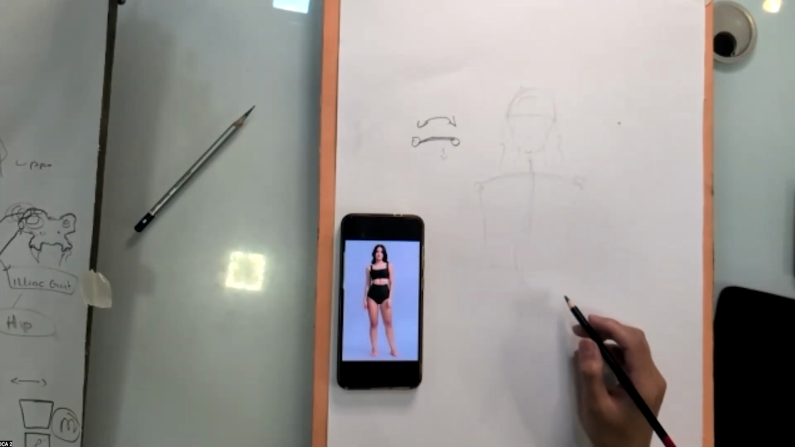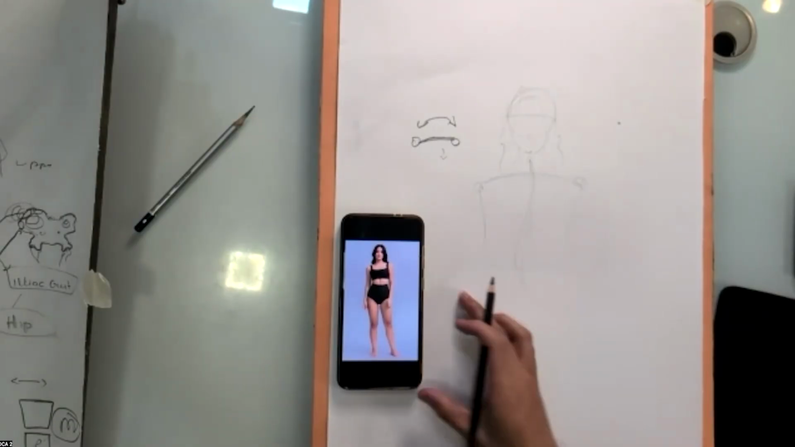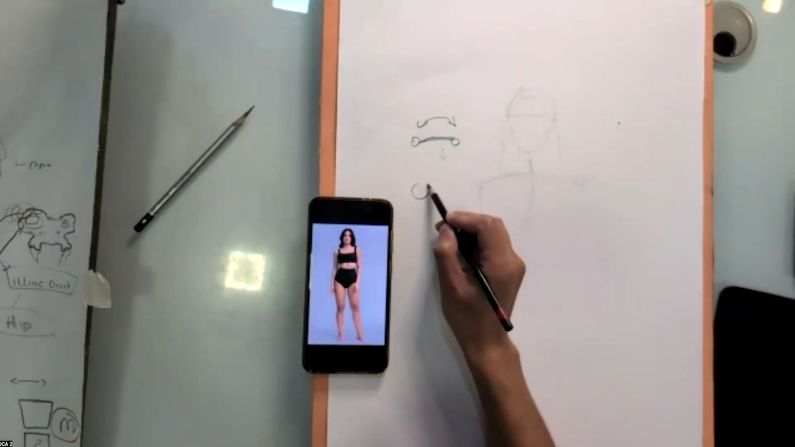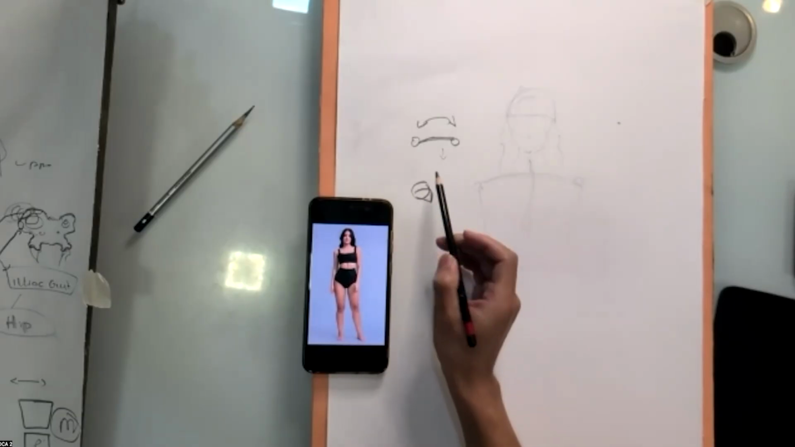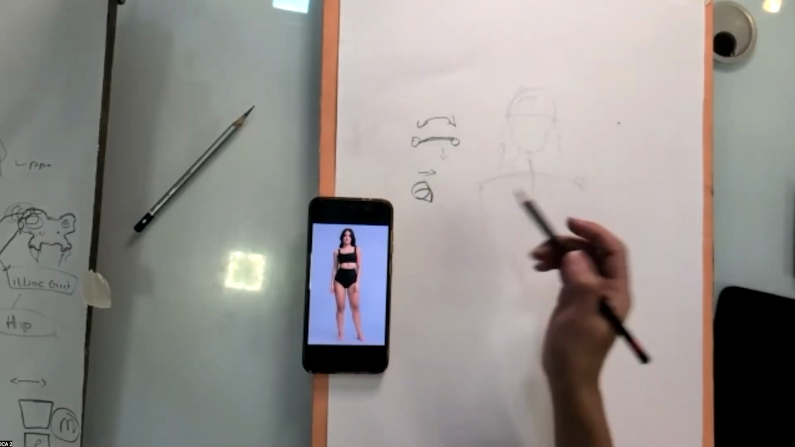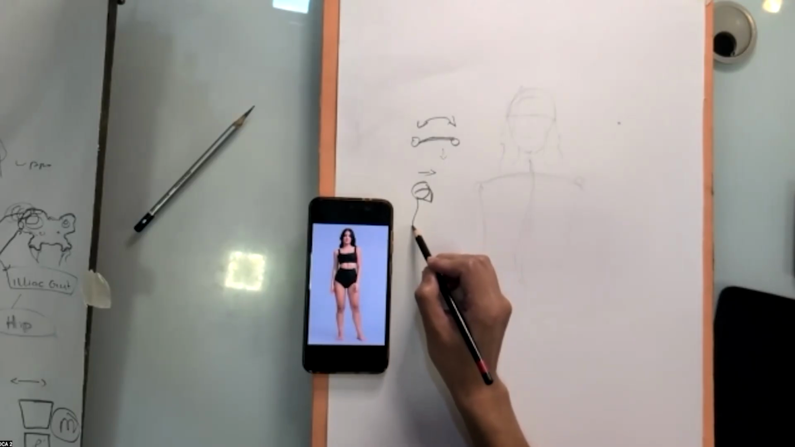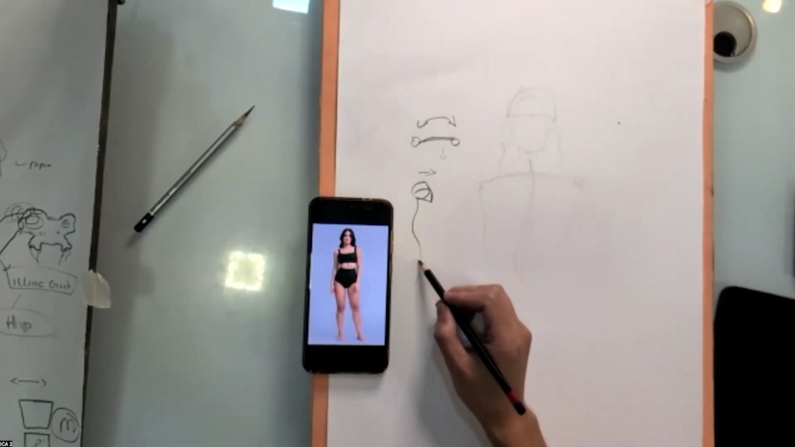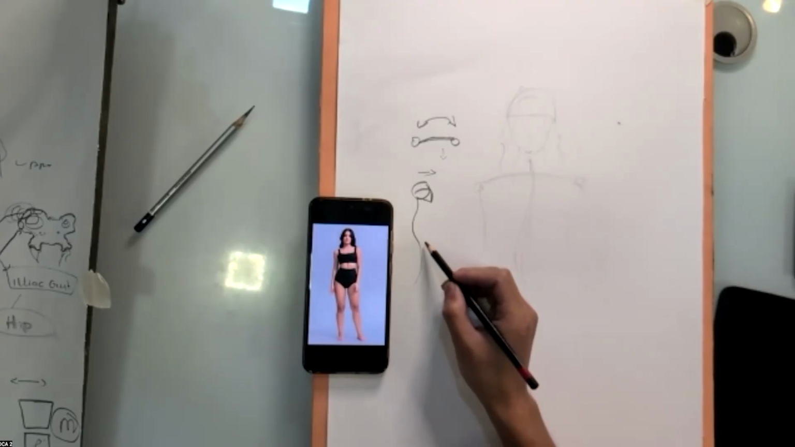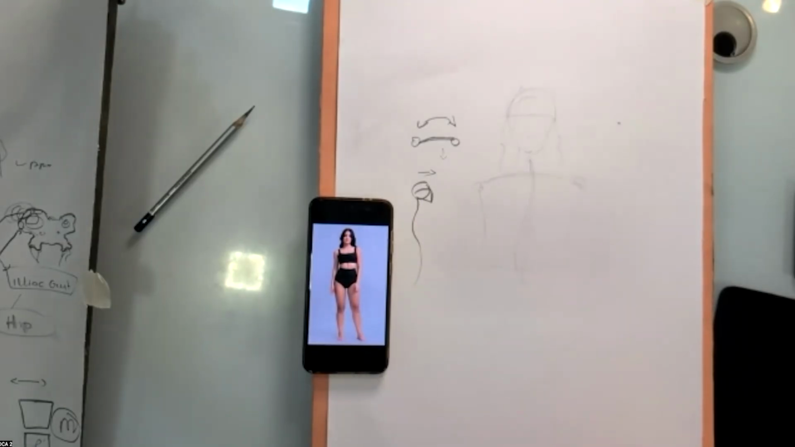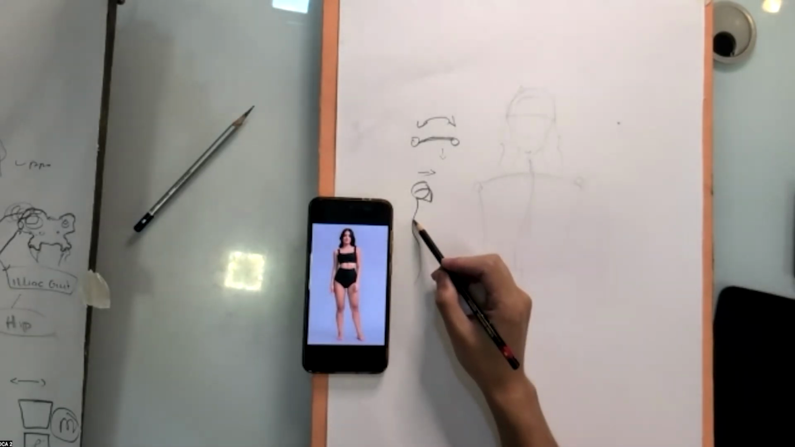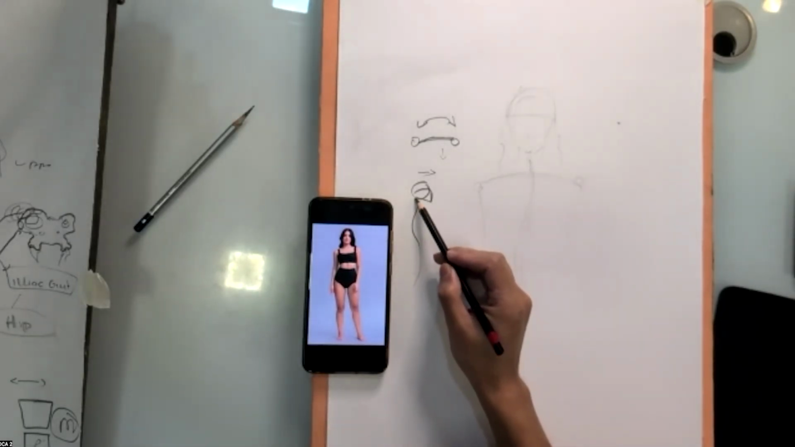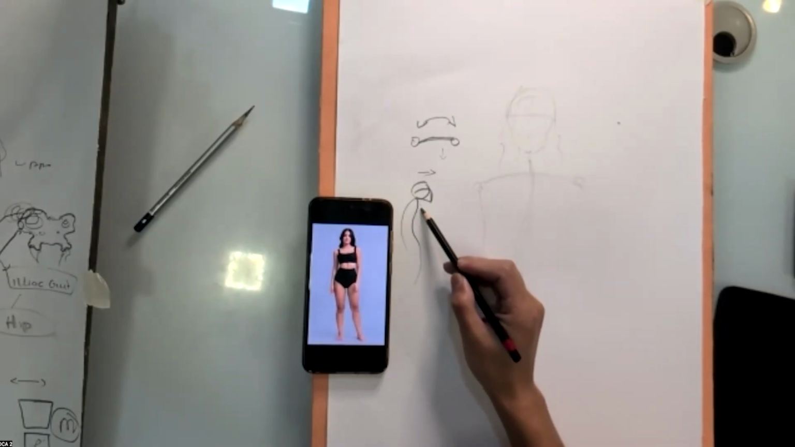Now I think it's also important to look at the spine as well. For example, here I have a human figure facing rightwards on my right. This spine over here, the vertebra, is really important because it gives you the essence of how the model is actually positioned. So this spine bone is also important in how you see it.